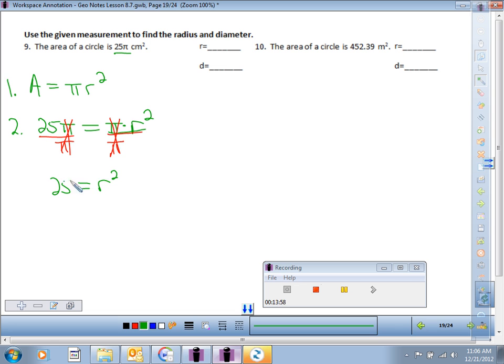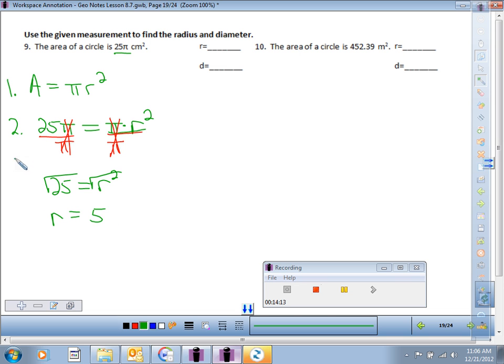And if you don't know how to solve this, you've kind of been asleep for the last couple of months, because we've done this at the end of every Pythagorean theorem problem that we've done. How do you get rid of the squared? Square root it. So the radius is the square root of 25, which is 5.